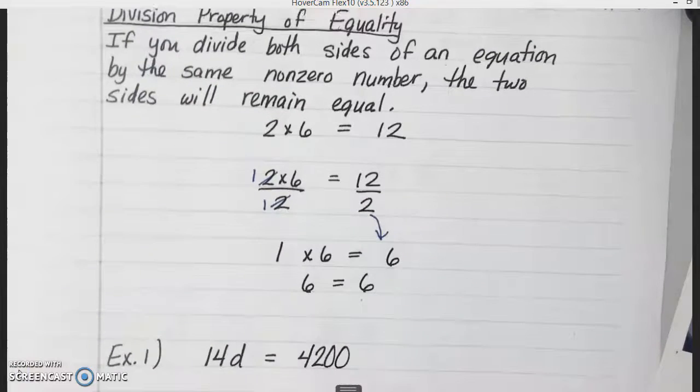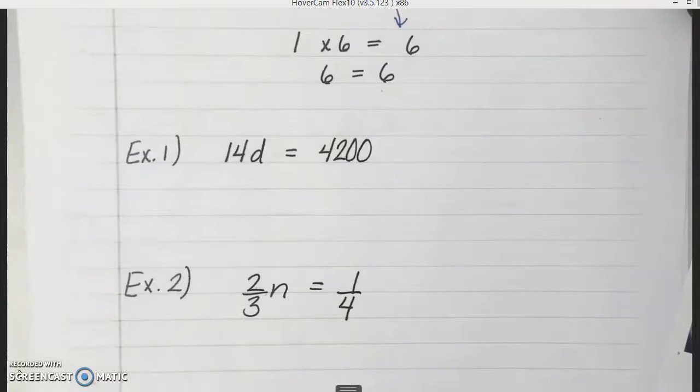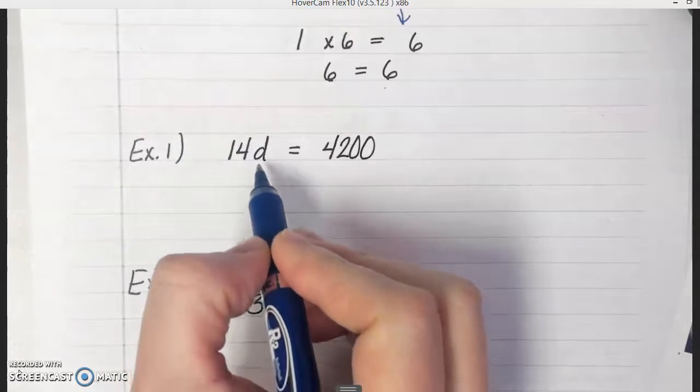Alright, so let's look at the example. So starting with example 1, we have 14D equals 4,200. Now, what does it mean when you have a number next to a variable? So you have a coefficient and you have a variable. What's that mean? What operation is implied? Multiplication. So how do we undo the multiplication? What is the inverse operation of multiplication? Division.